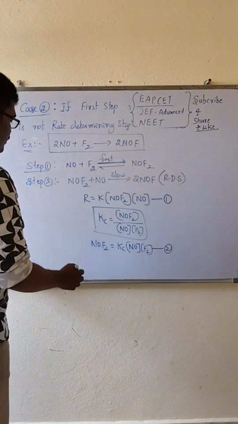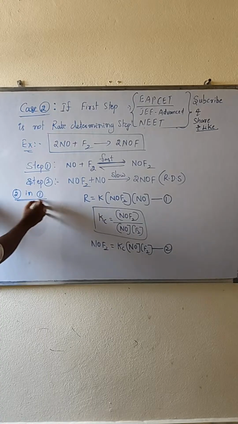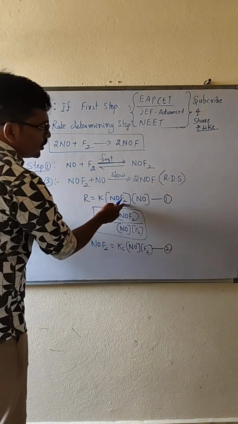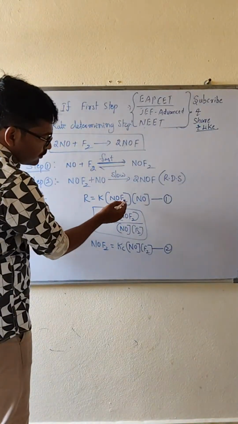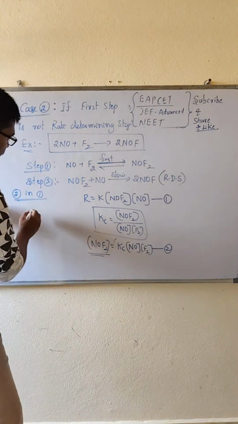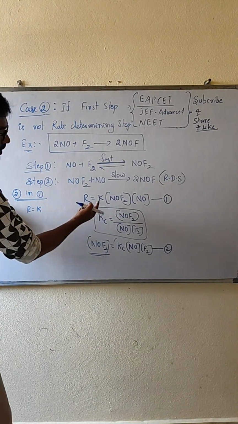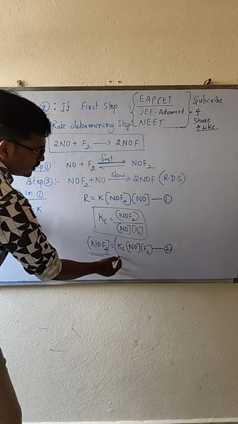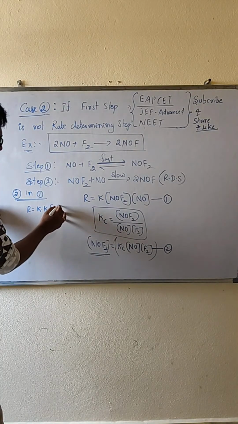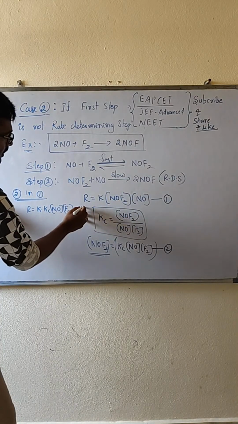So substitute 2 in 1, substitute in equation 1. Equation 1, what will be there? So K into NOF2 and NO are there. In the place of the NOF2 concentration, substitute this whole term. So R equals, already K is there, then in the place of NOF2 what do you have to substitute? This whole term. So Kc is there, then NO, then F2, and still NO is here, right? Clear, my dear students?